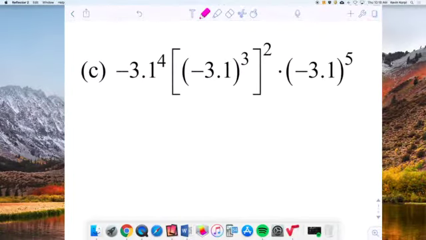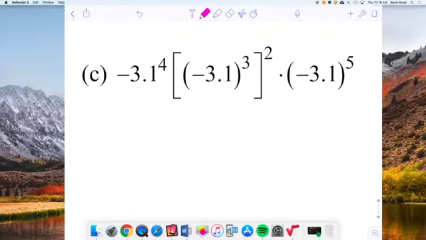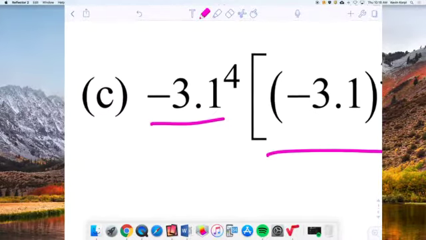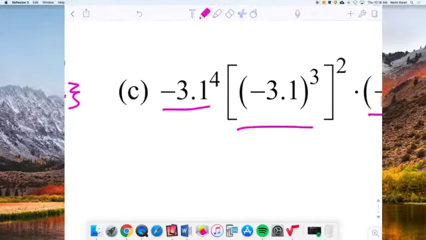Okay, so if you're not done yet, that's fine. I'm going to take inventory here. I have 1, 2, 3 main parts of this problem. Let's focus on the first one. What exactly am I raising to the 4th power there? Is it 3.1 or negative 3.1? It's just 3.1. Very good.